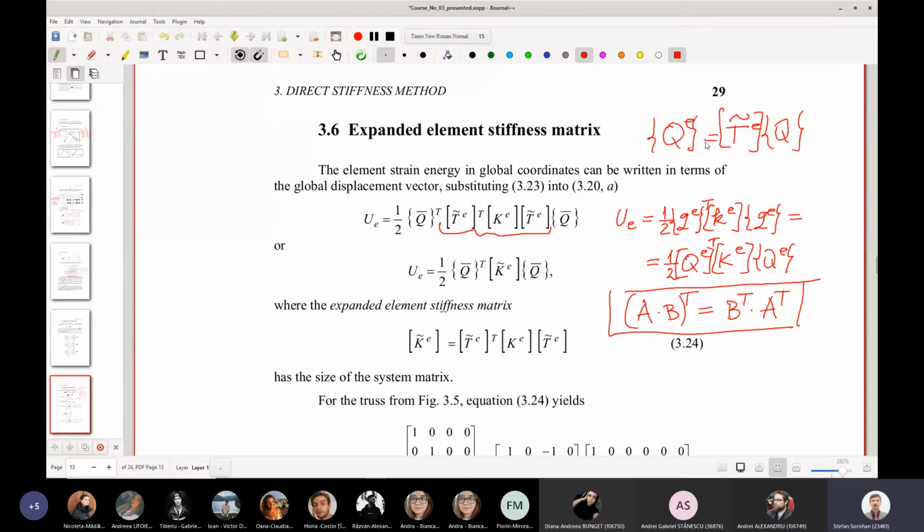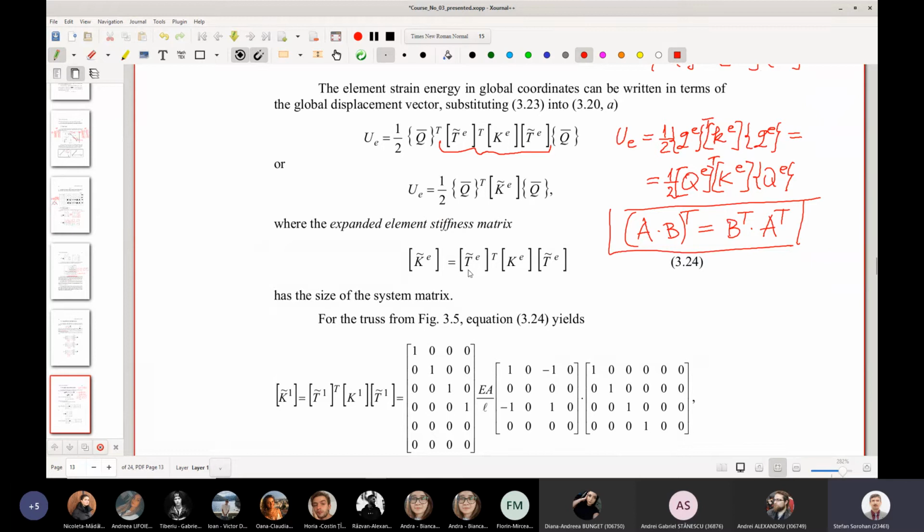Here, this one in transpose form, Q is in front. Here is Q bar. So you can consider this relation here, and this is the same. And in this form, you will define this expanded matrix here. So this expanded element stiffness matrix may be obtained according to the connectivity matrix and global stiffness matrix of each element.